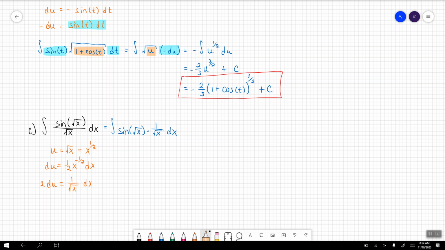So here we do see that I made the substitution. That was my x to the power of 1/2. And we can definitely see that we do have this differential here, 1 over the square root of x dx. Which then means that when I rewrite my integral, I'm going to have the integral of sine of u, where u is the square root of x, and 1 over square root of x dx is 2 du.